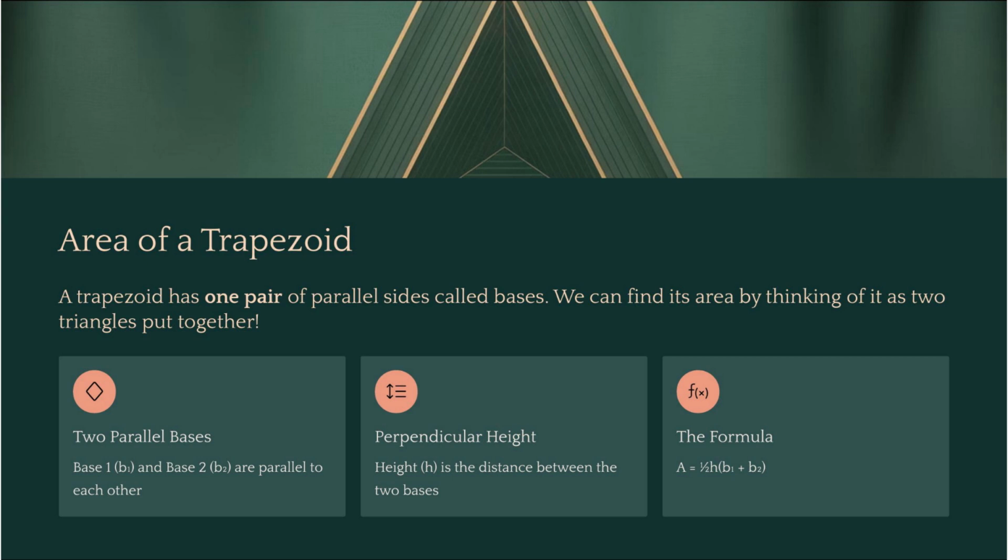The trapezoid is a 4-sided shape with only one pair of parallel sides. We call those parallel sides the bases, base 1 and base 2. The standard formula for a trapezoid is half times height times the sum of the bases, written as B1 and B2. This formula works because you can always decompose a trapezoid into two separate triangles, and then add their areas together. This formula is just a shortcut for doing that decomposition.